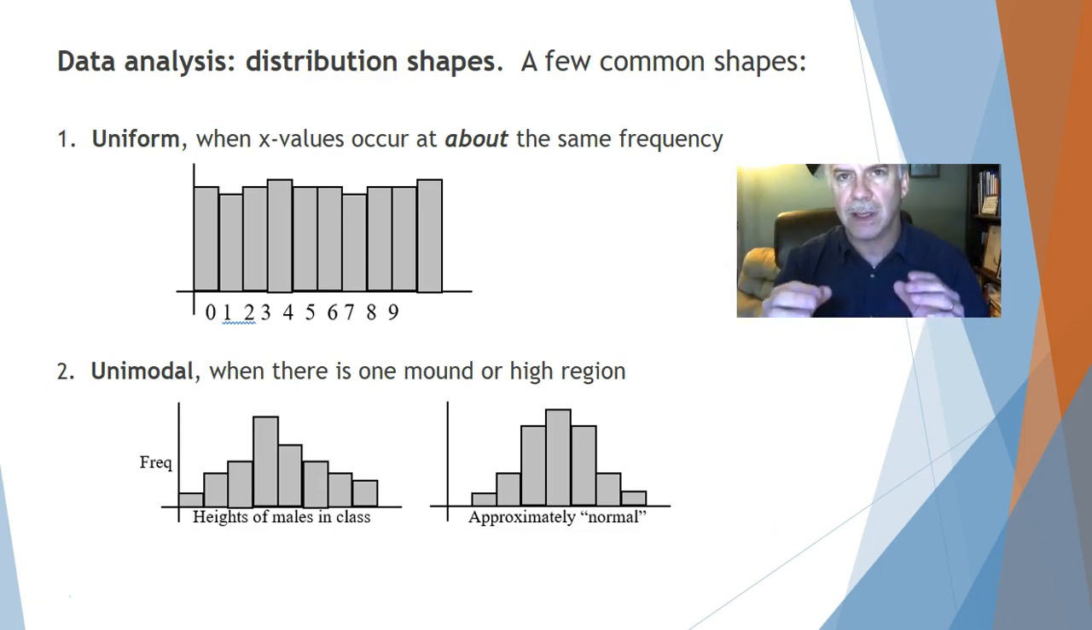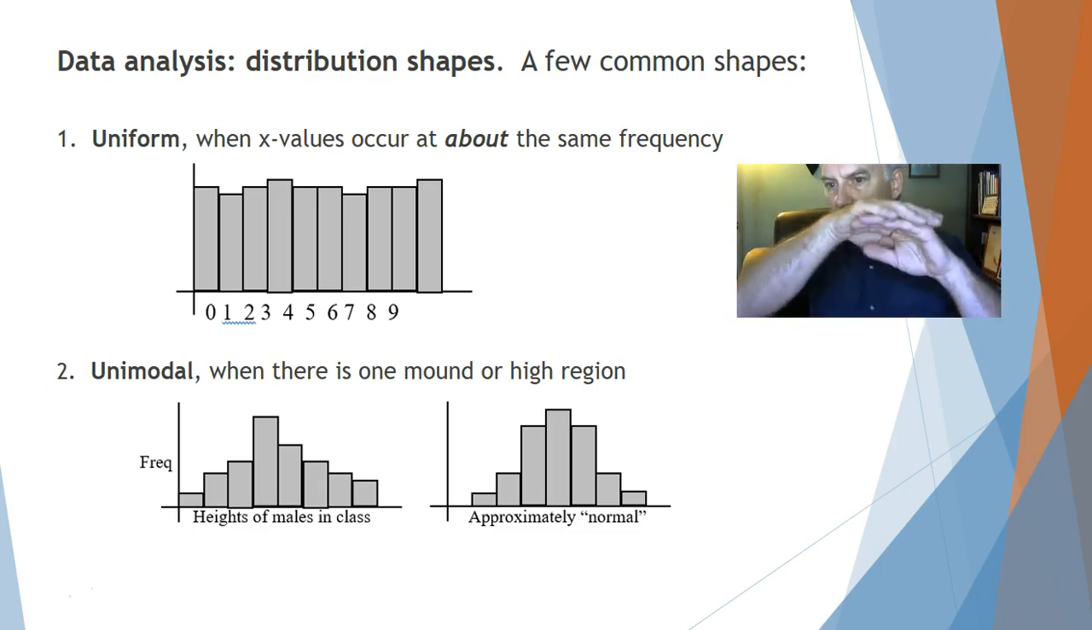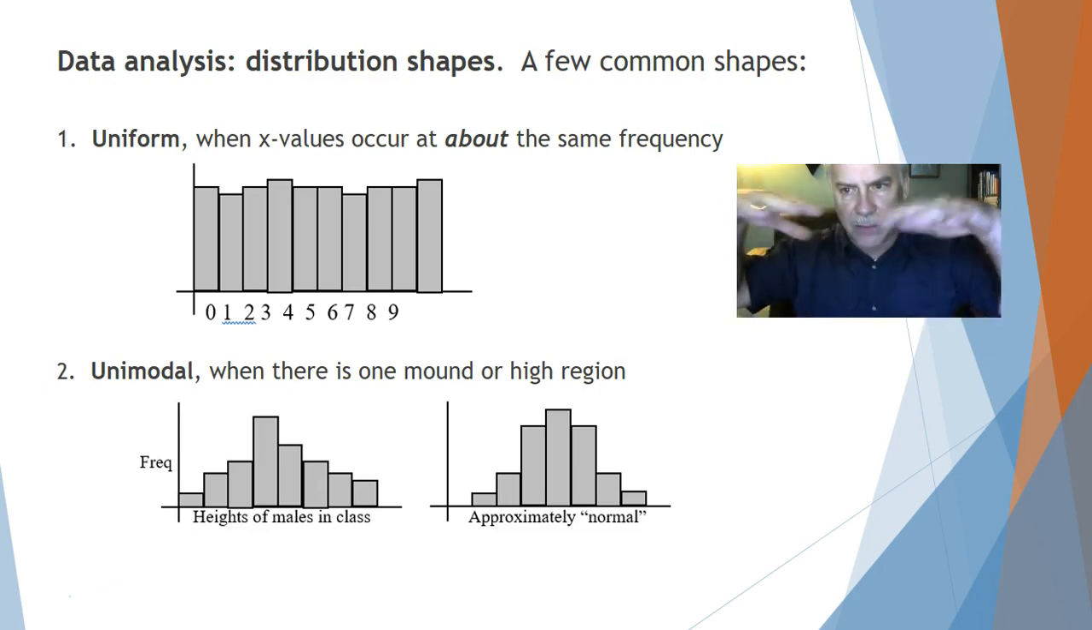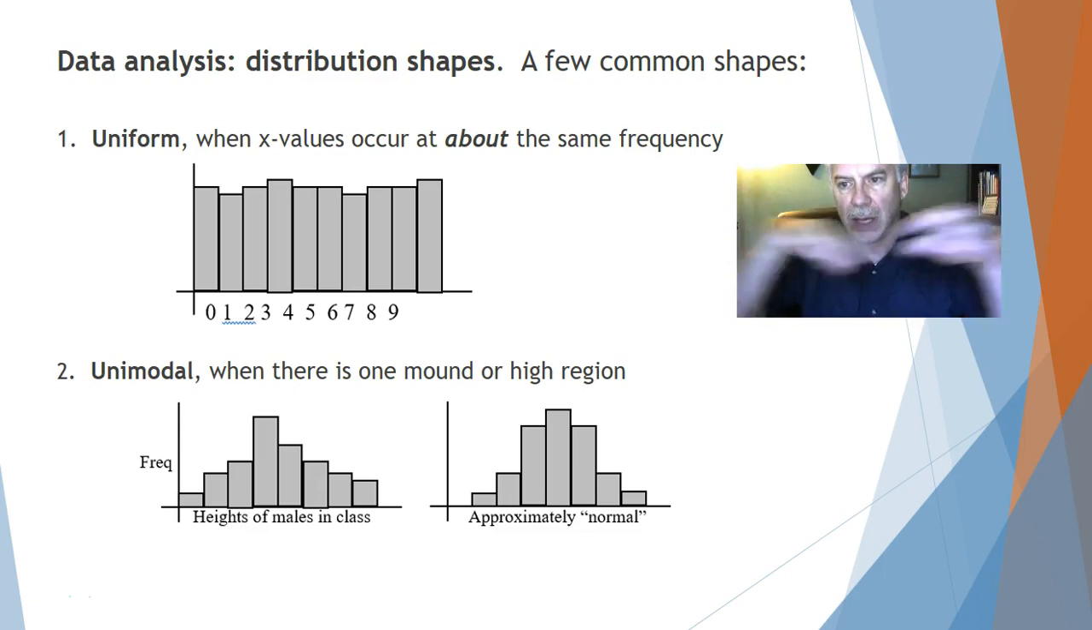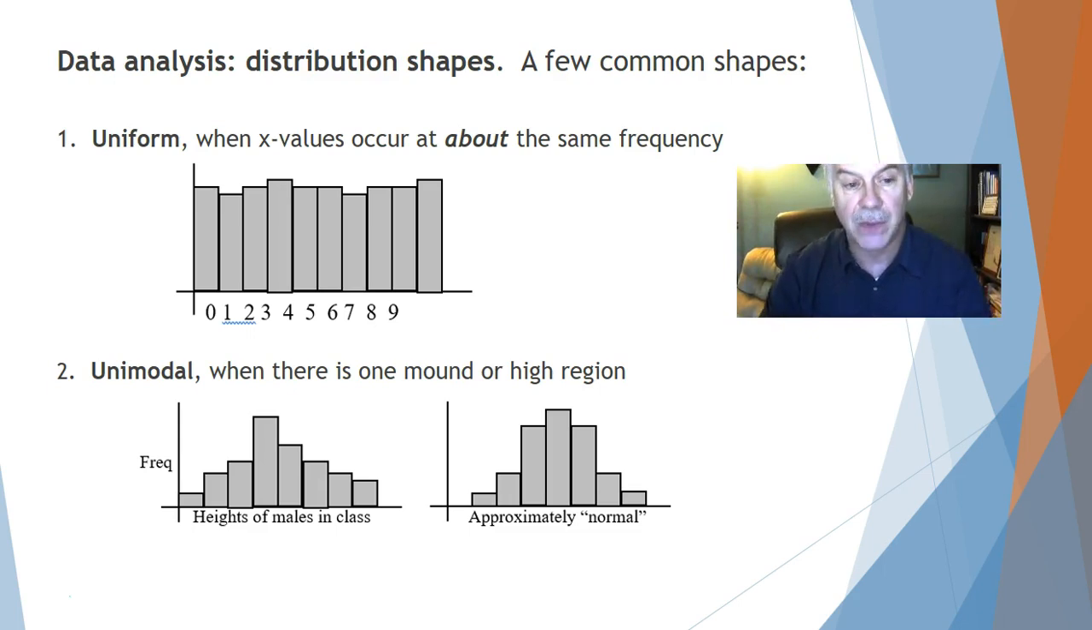Now if you have numbers that are just random, you randomly pick numbers from 0 to 9, for example, then if they're purely random, you're going to have that uniform distribution where every one is about equally frequently occurring as the rest of them. Now, unimodal, a mode is like a high point.